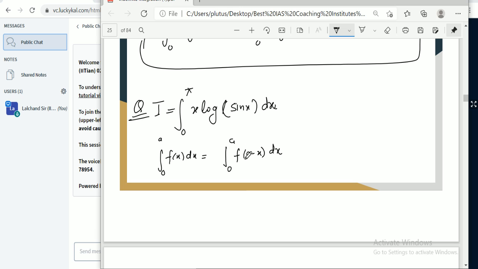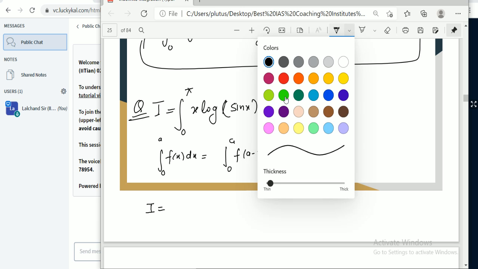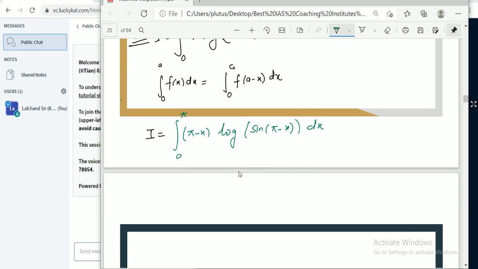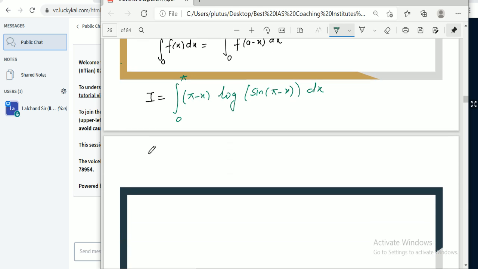we can write I is equal to the integral of (pi minus x) log of sin(pi minus x) dx. We can write like this. So if we simplify this, finally I have I is equal to, that is 1.